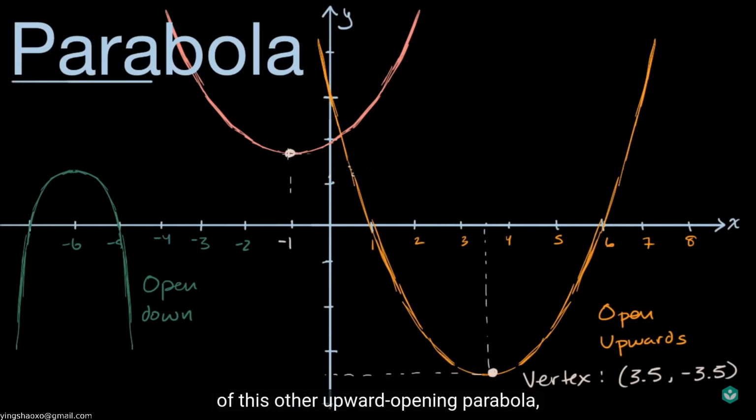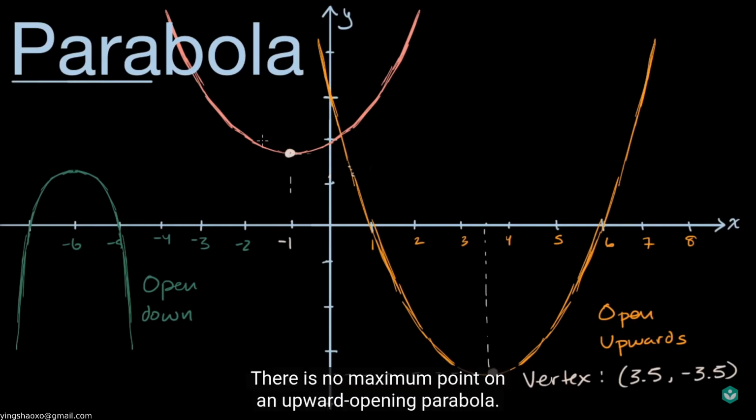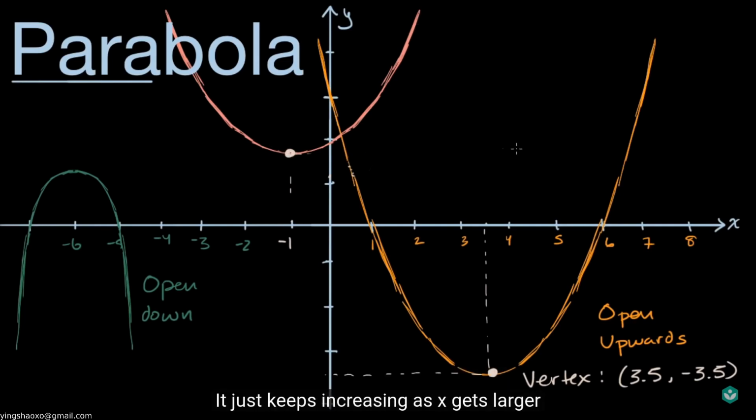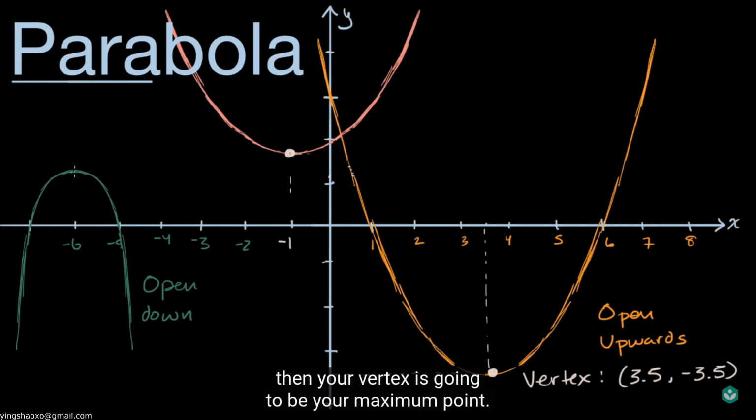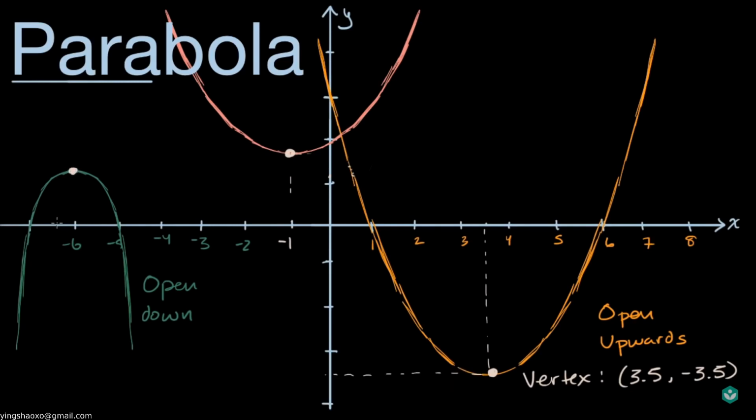But the vertex of this other upward opening parabola, it is the minimum point. It is the low point. There is no maximum point on an upward opening parabola. It just keeps increasing as x gets larger in the positive or the negative direction. Now, if your parabola opens downward, then your vertex is going to be your maximum point.